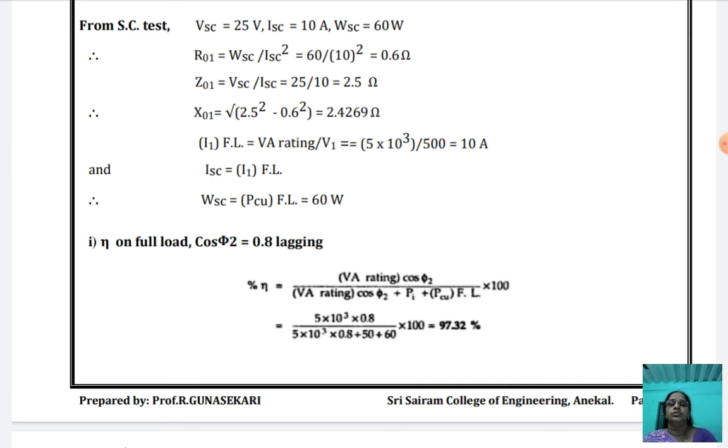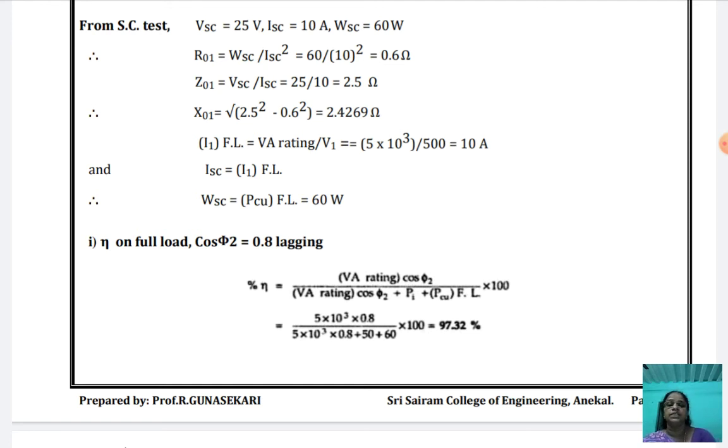The volt ampere is 5 kVA, that is 5 into 10 to the power 3 divided by 500, and we are getting 10 amps. So the short circuit current is equal to the full load current only, and Wsc represents the full load copper losses only, that is 60 watts. Now we calculate the efficiency on full load at 0.8 power factor lagging.